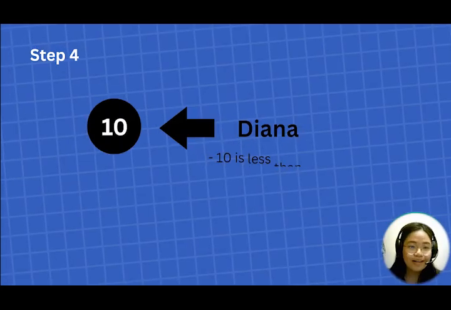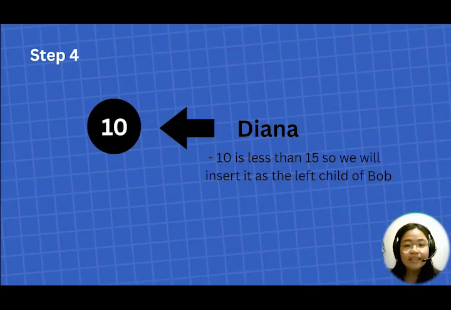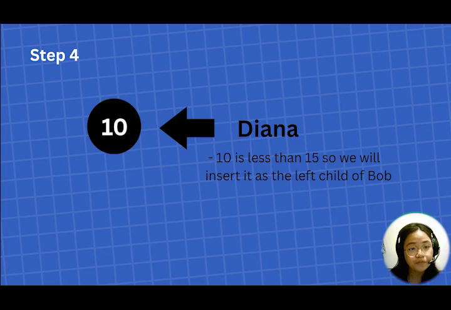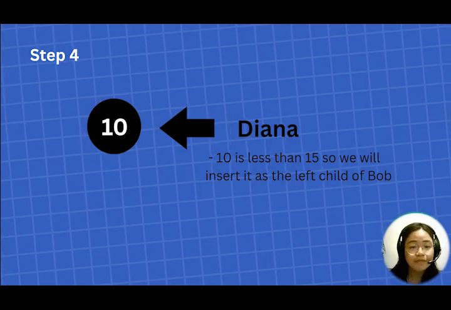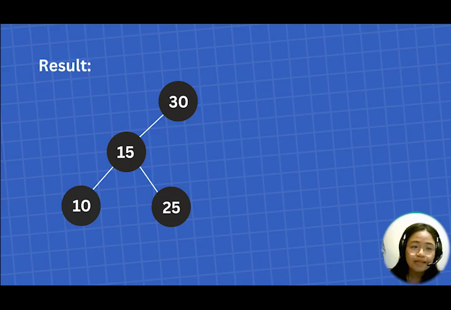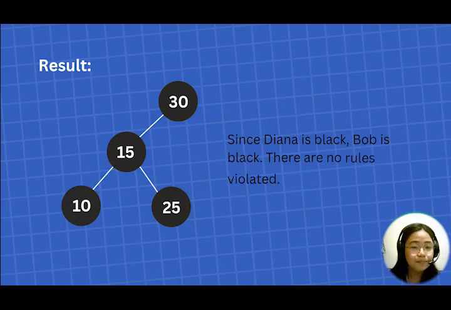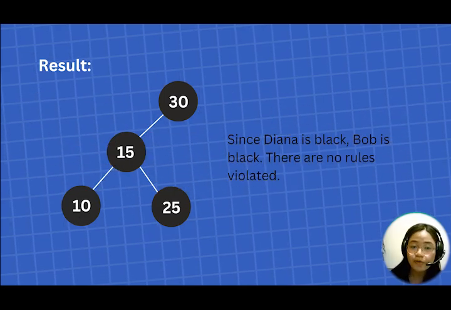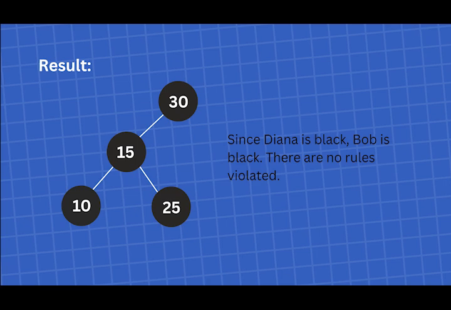Step 4. Let's insert Diana. Diana has a priority number of 10. 10 is less than 15, so we will insert it as the left child of Bob. Diana is red, Bob is black, so no rules are violated.